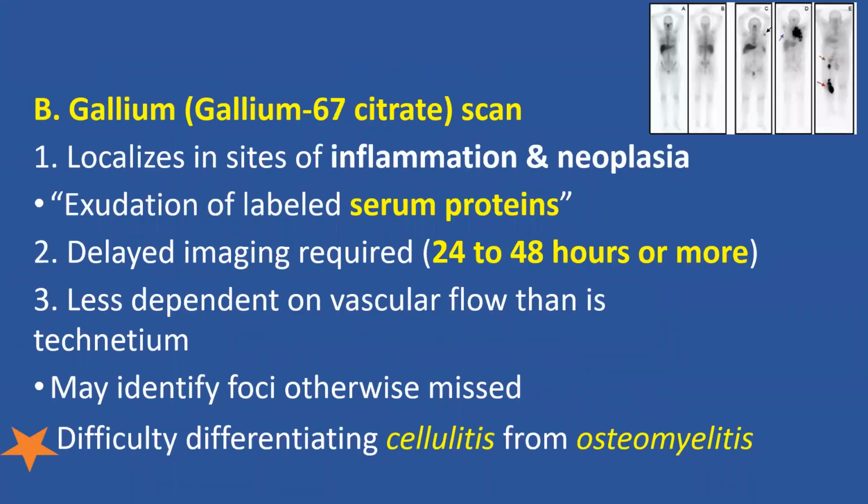Gallium scans are excellent for infections, but it is different in many ways from the technetium molybdenum phosphate. It depends on the serum proteins, and when you inject it, it goes to the area and you can detect cellulitis and osteomyelitis.